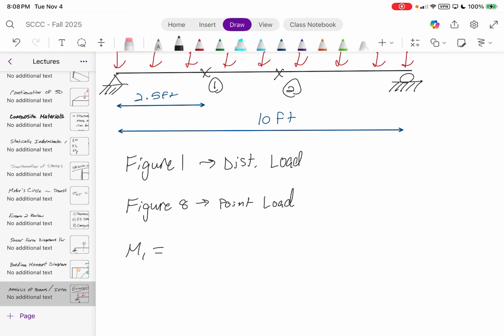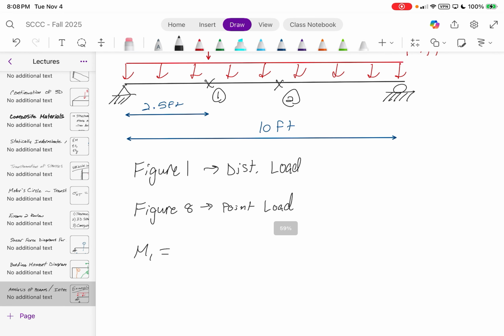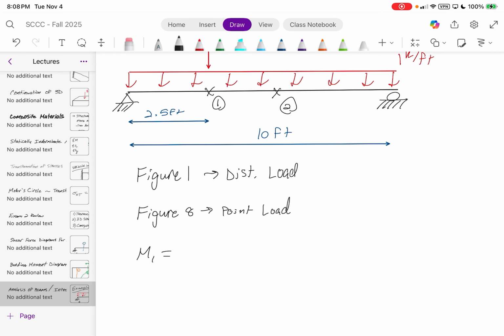But what is x going to be? It's going to be the 2.5 feet. So let's plug it in. 1 kip per foot times 2.5 feet divided by 2 times 10 feet minus 2.5 feet. And that's for the distributed load.